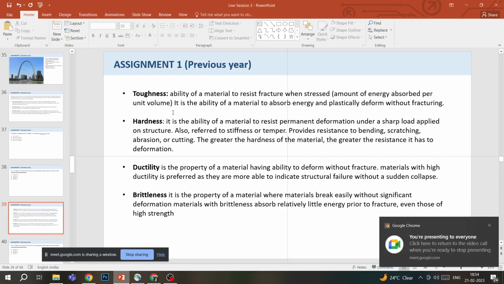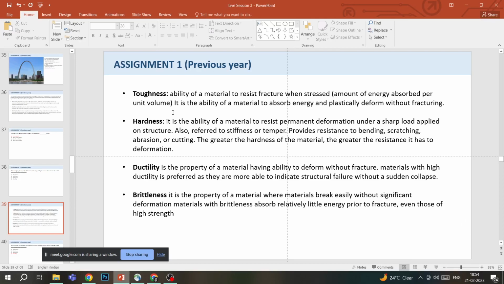Toughness is the ability of a material to resist fracture when stressed. It is the amount of energy absorbed per unit volume. It is the ability of a material to absorb energy and plastically deform without fracturing. So toughness basically means it deforms but it does not fracture.